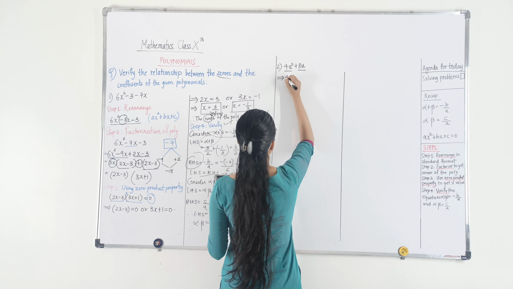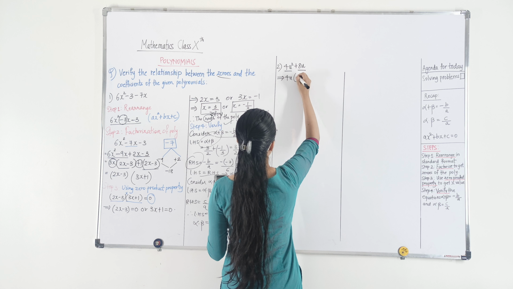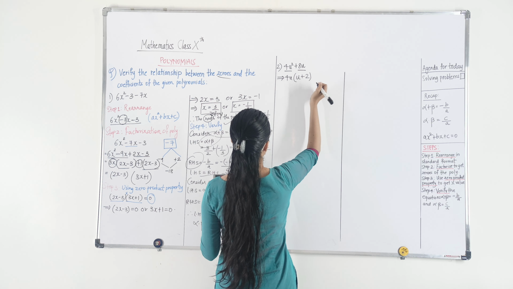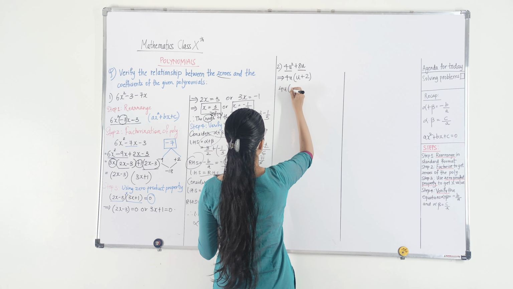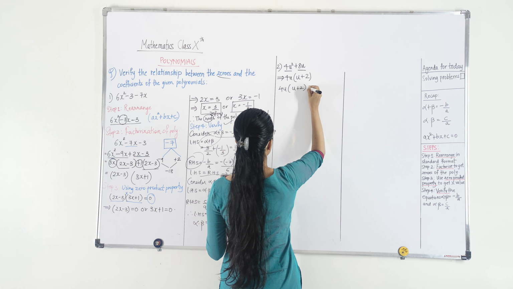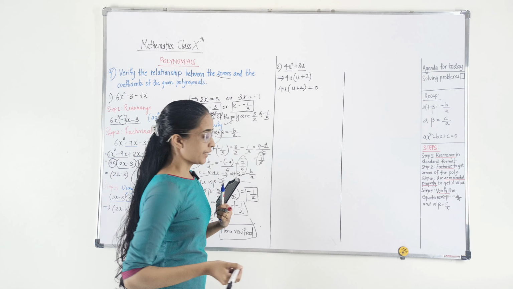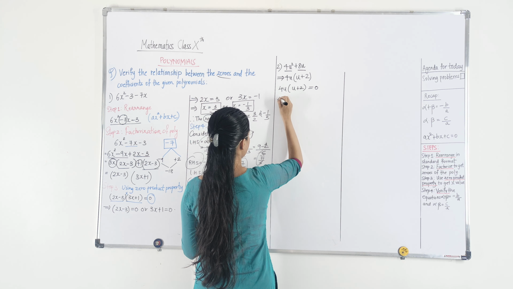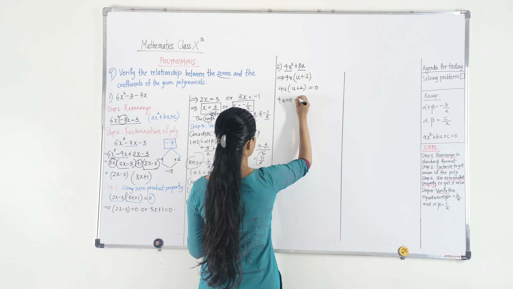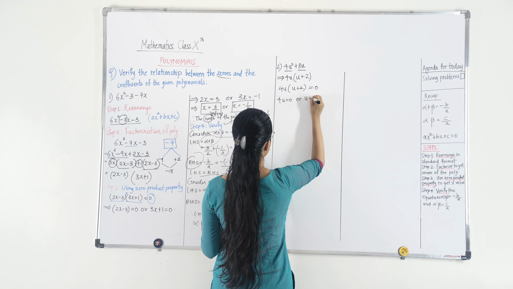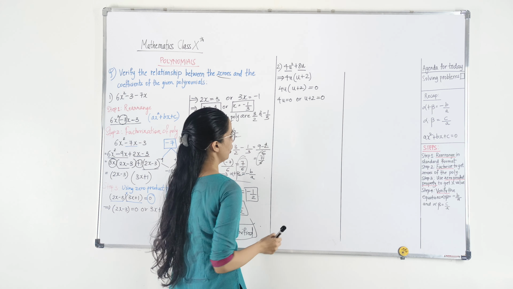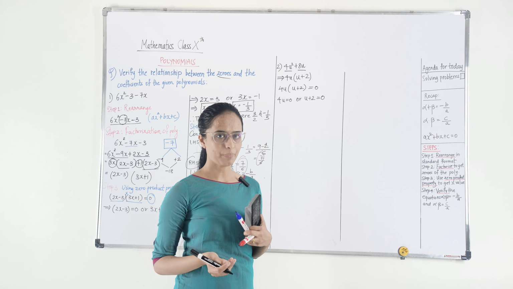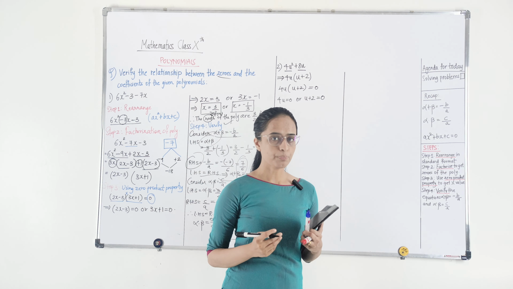So I will take 4u common. If I take 4u common, here u remains, and over here 2 remains, right? So 4u and u plus 2 equal to 0, I equate this with 0 now. Now using the zero product property, I would say that 4u is equal to 0, or u plus 2 is equal to 0.